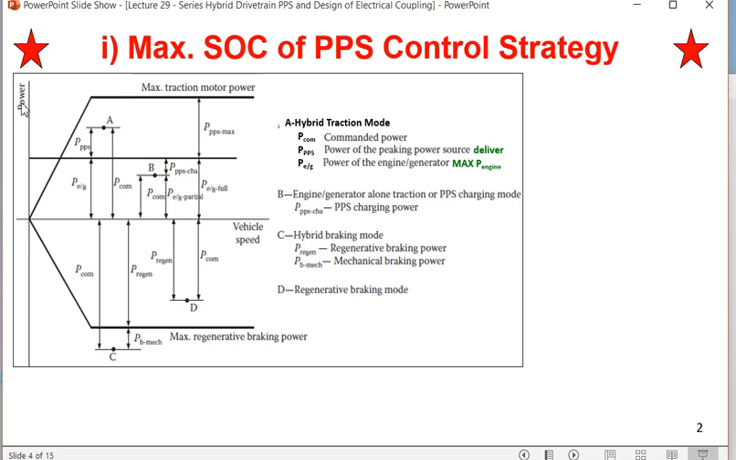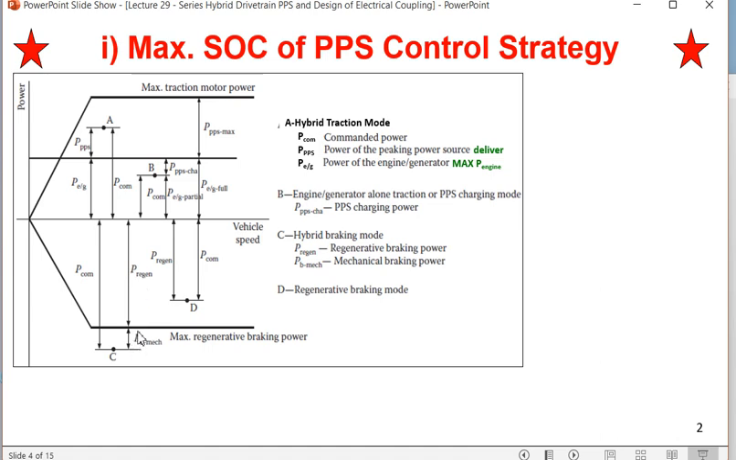Whenever we are talking about braking, this is 0 brake. Coming up to this point, it is called the maximum electrical brake. But if the brake requested by the driver is more than the maximum producible electrical brake, suppose at point C, regenerative braking alone cannot produce this much power. In that case, regenerative braking produces this much power, and P brake is the mechanical power.